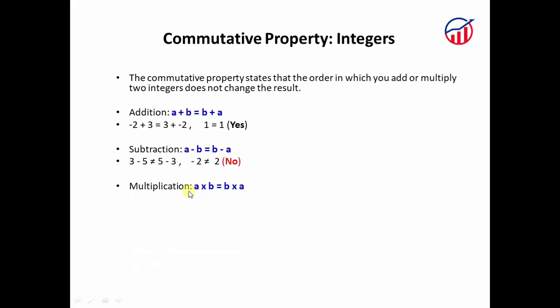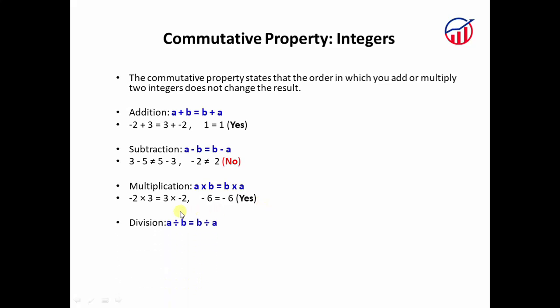Let's take on multiplication. A into b is equals to b into a. So negative 2 into 3 and 3 into negative 2, we have interchanged the position. So 3 2 is 6 is negative 6, 3 into minus 2 is also negative 6. Both the LHS and the right hand side is the same, so hence you call this true for multiplication.